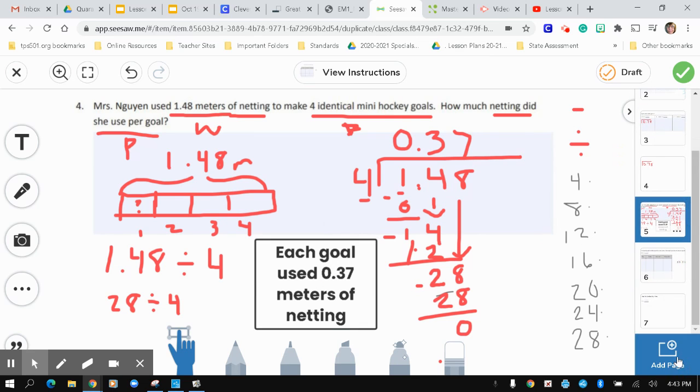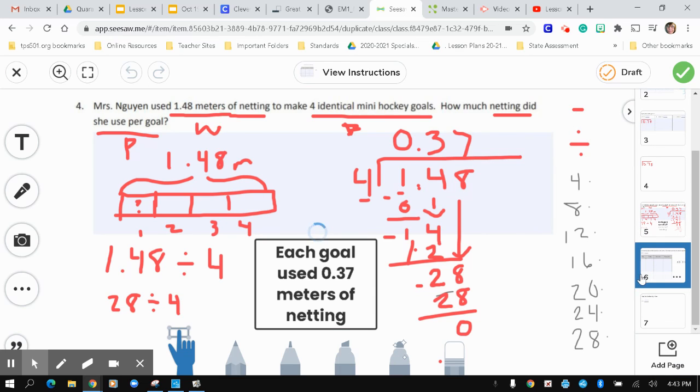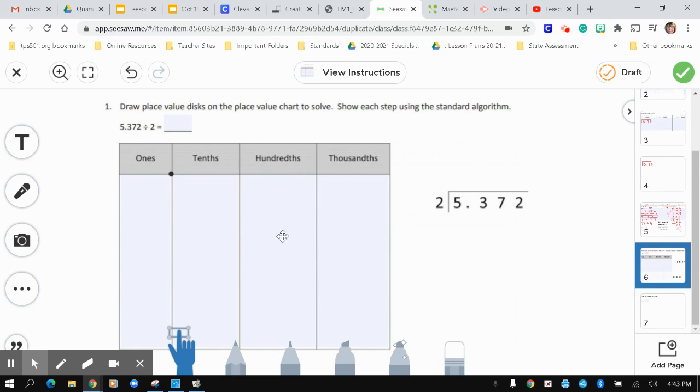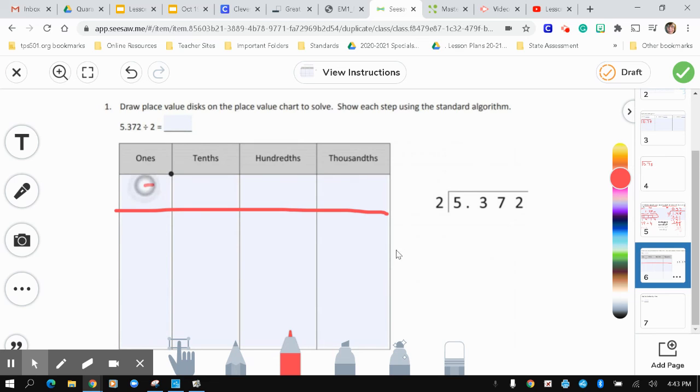All right, so for your exit ticket, you're going to be doing one example with the place value chart. And what I would just suggest is you're going to draw in one line. So you can draw in discs. 1, 2, 3, 4, 5. 1, 2, 3. 1, 2, 3, 4, 5, 6, 7, and 1, 2. And then you're dividing it into 2. So then I would take the remaining space and divide it into 2 groups. So that way you can divide this and then also show your steps with the standard algorithm.